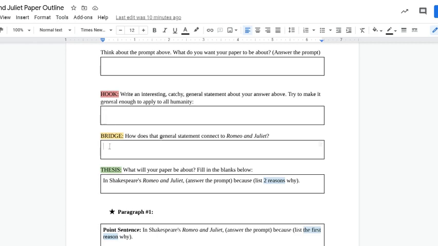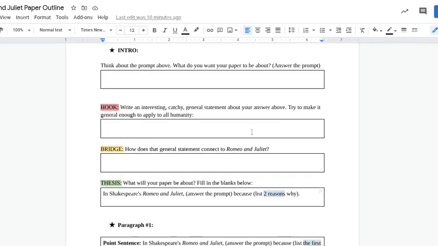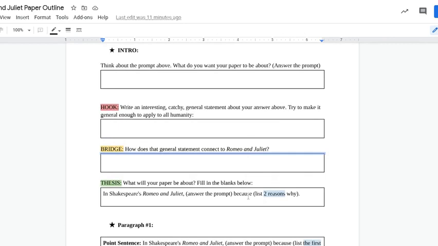What you're going to do next is move on to your bridge and connect that very general human statement, specifically to Romeo and Juliet. After that, you're going to move down to the thesis, and you're going to fill in the blanks here. So in Shakespeare's Romeo and Juliet, answer the prompt, and then say because, and give 2 reasons why. So go ahead and pause this video and fill out these 3 boxes. And then once you are done, resume the video once again.